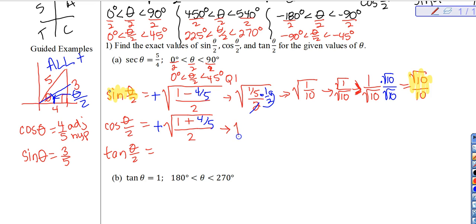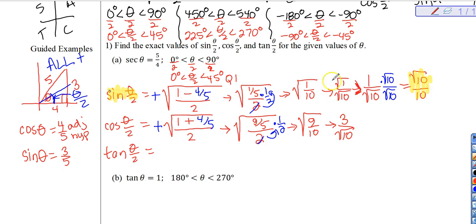And so we simplify 1 plus 4/5, or 5/5 plus 4/5, 9/5 over 2. Then let's keep, change, flip. So 9/5 divided by 2 is the same as 9/5 times half. And so we get the square root of 9/10. Or can we simplify? Square root of 9 is over the square root of 10, which is not a perfect square.